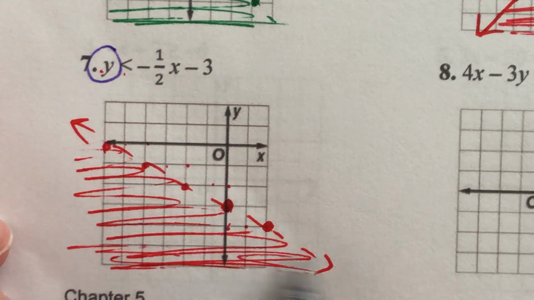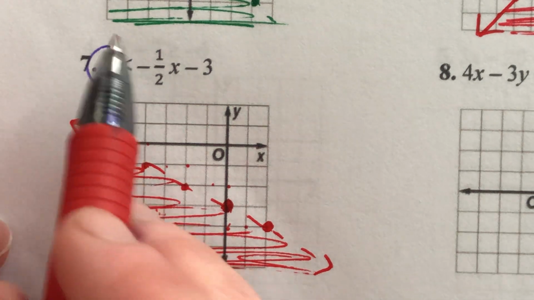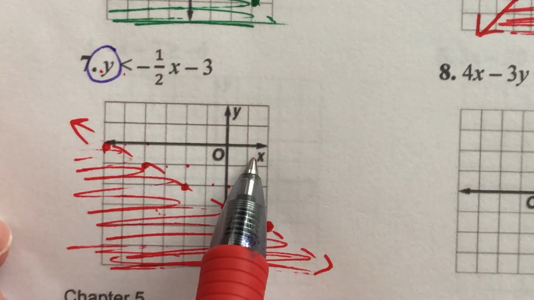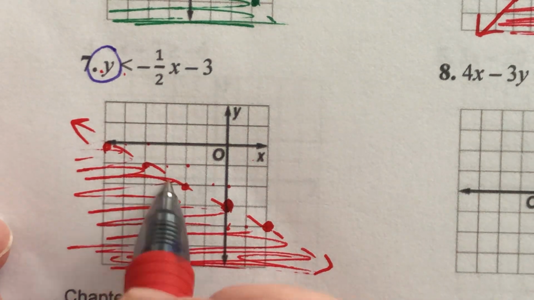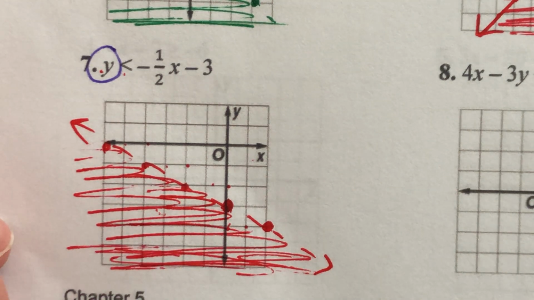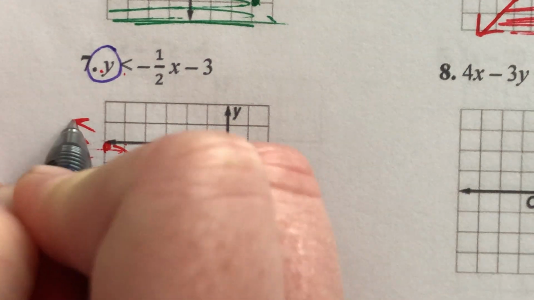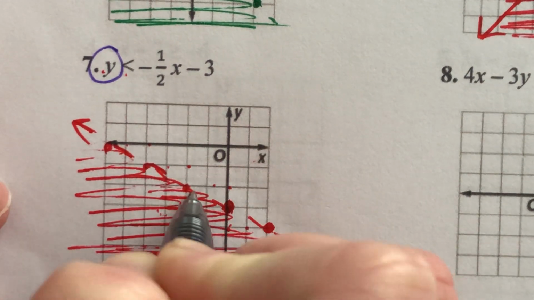And again, if you're not sure, just pick a point here and plug it in. It should work. If you picked a point up here and plugged it in, it would not work. You're only supposed to shade the side that has the correct solutions. So this is supposed to be a dotted line. I didn't do a very good job of showing it.